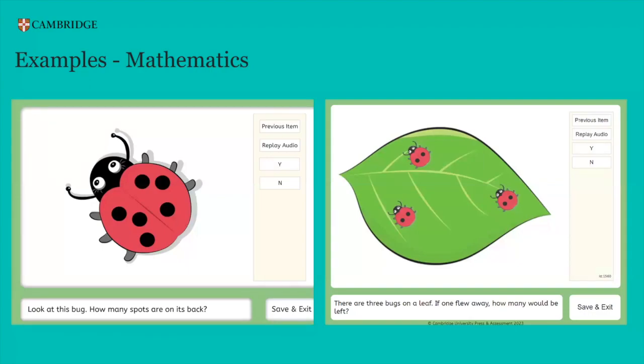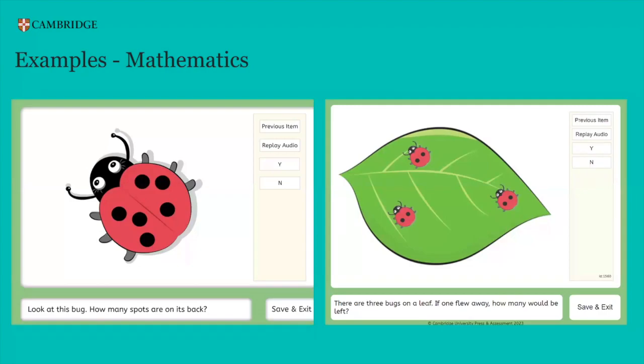And a child would only see this if they'd shown that they could count and that sort of thing first. We say there are 3 bugs on a leaf. If one flew away, how many would be left? And when I first saw this, I thought, why are we doing subtraction before we do addition? But then I realized that it's much easier for a child to cover up one of those bugs with their hand and just count what's left than imagine a bug that appears on the leaf.